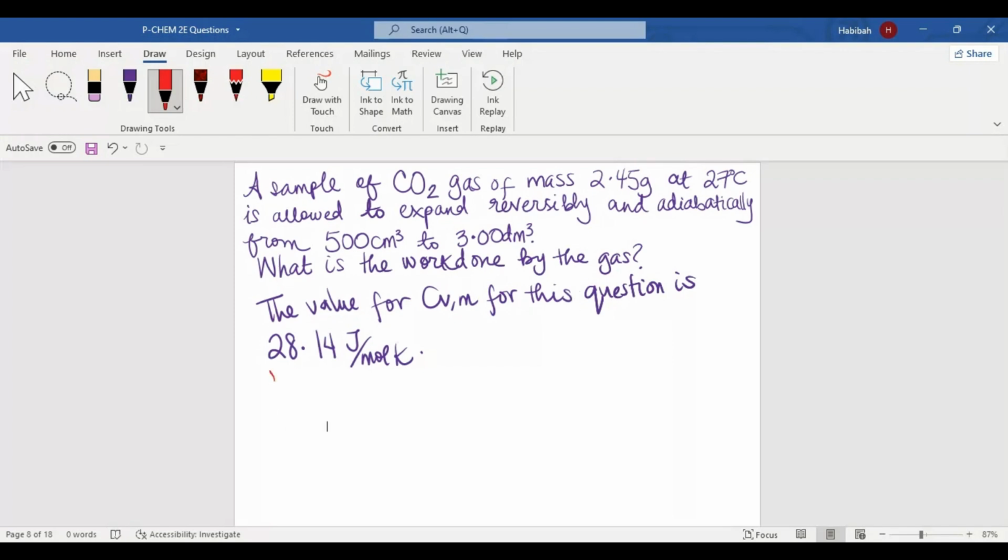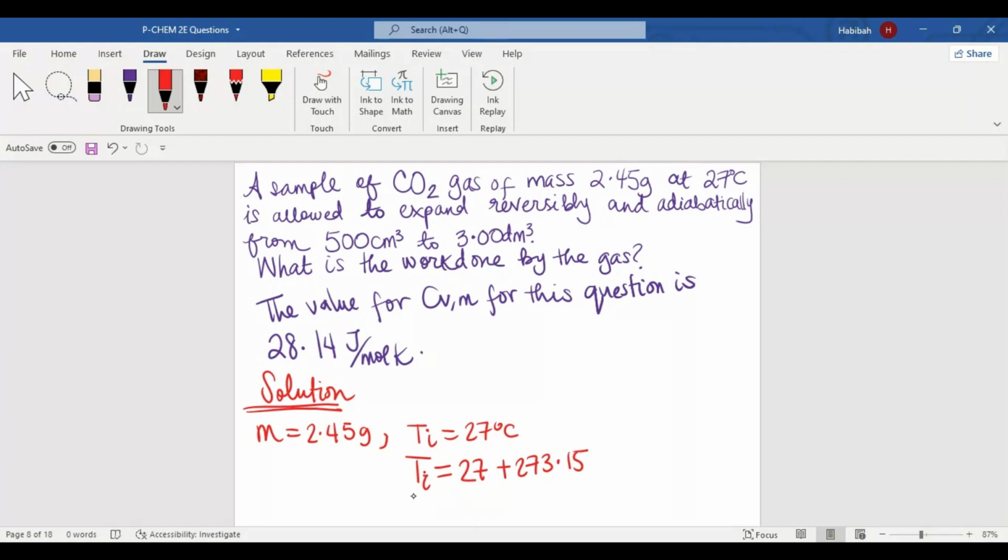So the first thing to note for the solution is to write out all the parameters that we're given. We're given the mass to be 2.45 gram. We're given the initial temperature to be 27 degrees Celsius, and we can simply convert it to Kelvin because that's how we want our questions in thermodynamics. We always want it in Kelvin. So 27 plus 273.15, so T initial is 300.15 Kelvin.